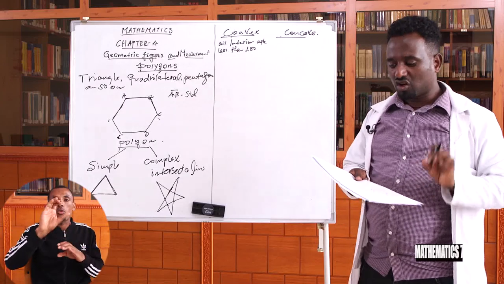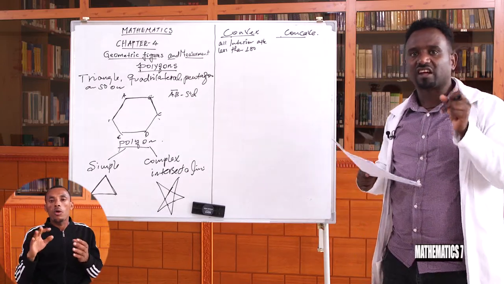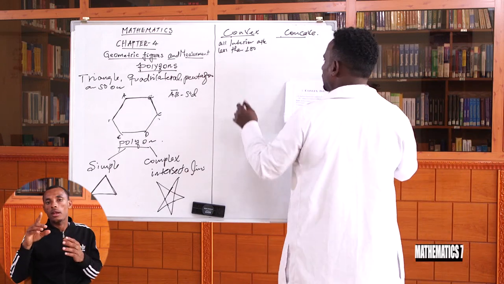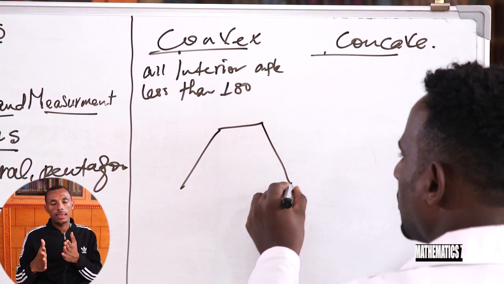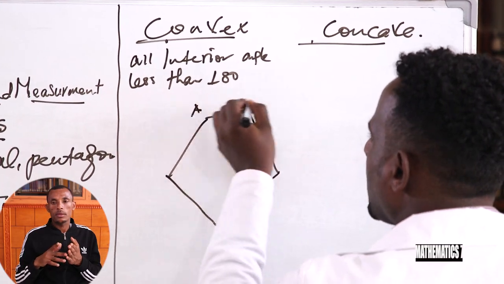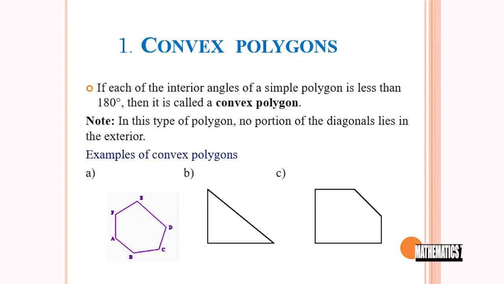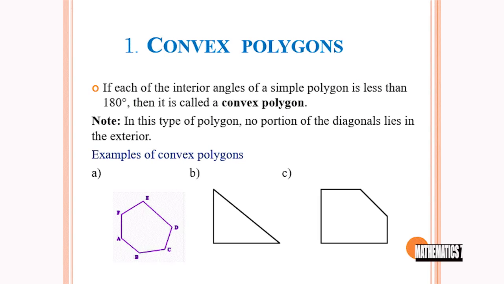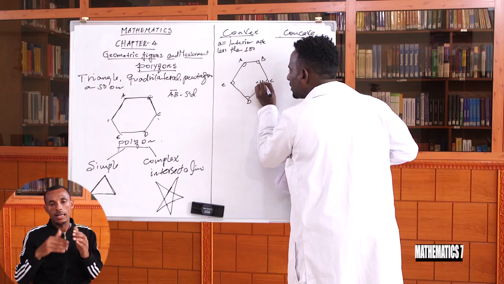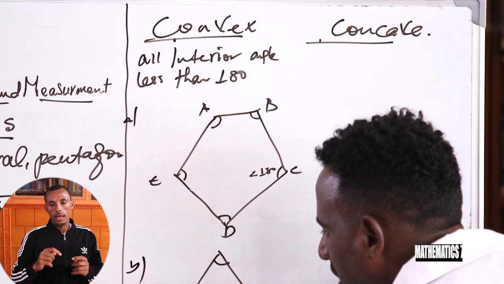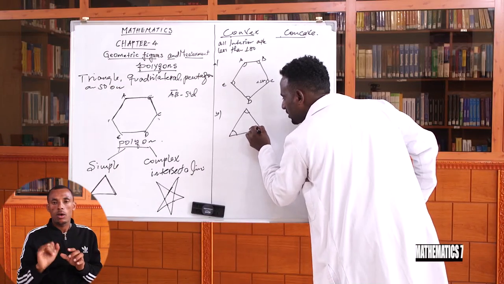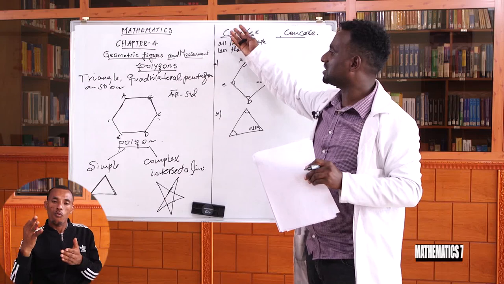In this type of polygon, no portion of a diagonal lies outside the interior. Let's draw an example of a convex polygon. Take a pentagon ABCDE, having five vertices and five sides. Each interior angle of the pentagon has a degree measure less than 180 degrees. And also take another example, a triangle. Each interior angle of the triangle is less than 180 degrees. So this type of polygon is a convex polygon.